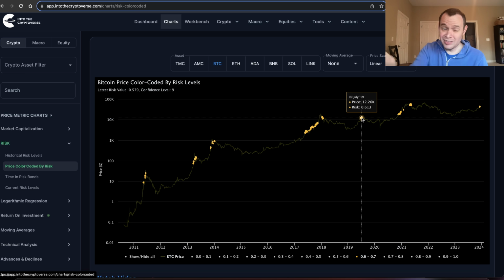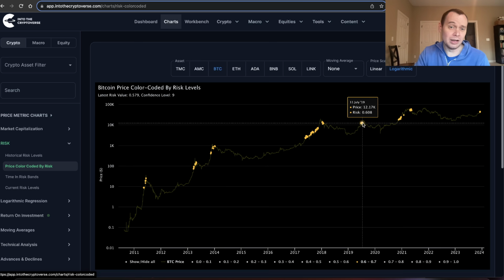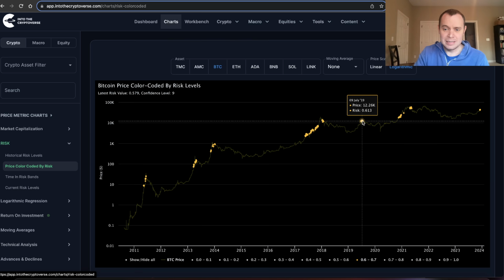bit. And I wasn't even using this risk metric back then. I was using a slightly different one. I think I created this one in late 2019, but I was using a different risk metric. And we went to the 0.6 to 0.7 risk band. I sold a little bit. And I remember thinking, it would have been nice if I'd sold all of it or more than I did, because we dropped all the way back down to near the prior low. And I was kind of mad at myself for a little while.